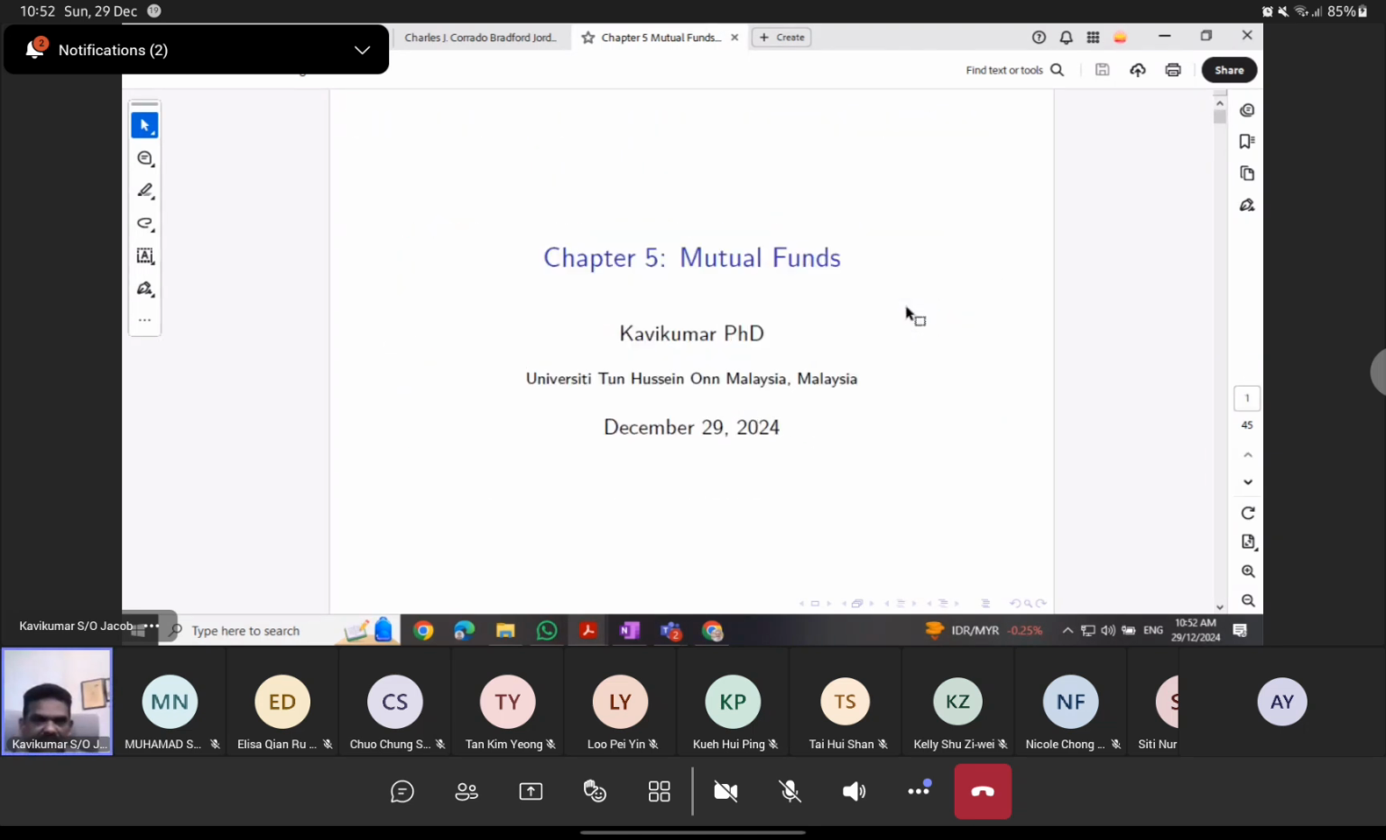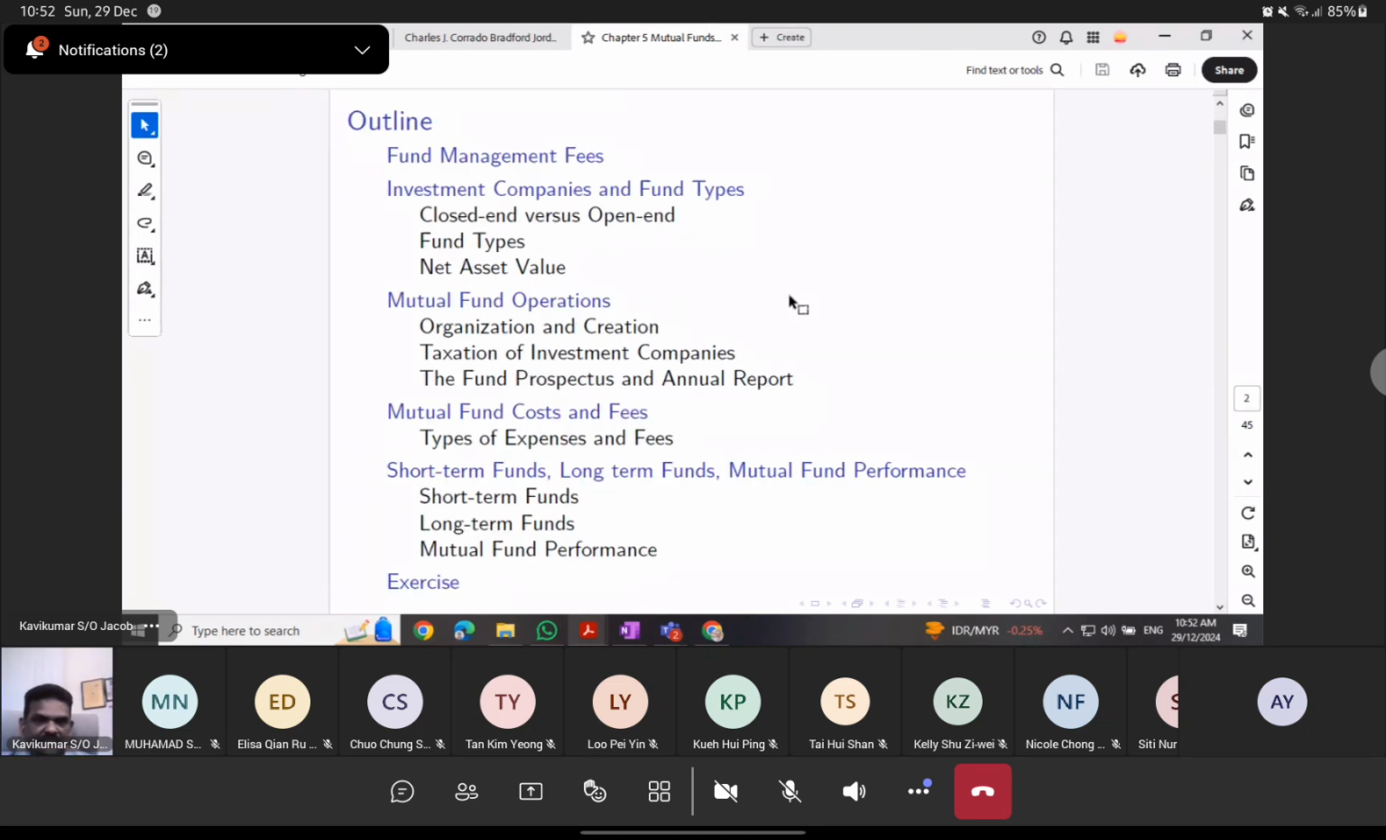So I think that's all for the section. Third section, mutual fund operation. And section number 4 is mutual fund costs and fees.